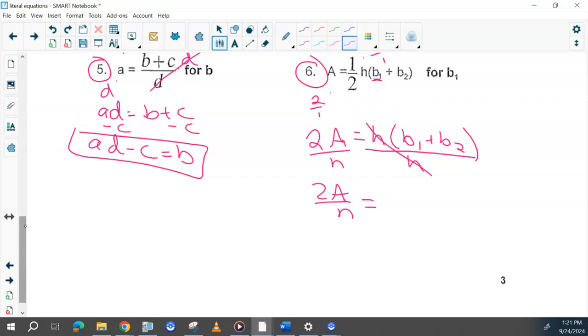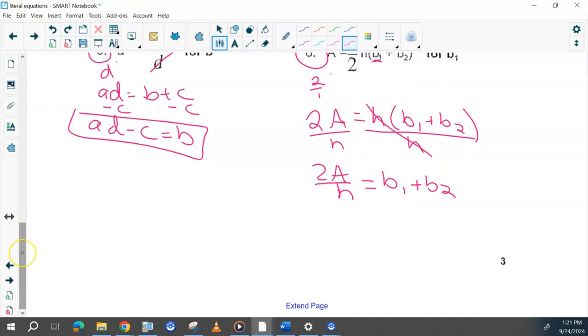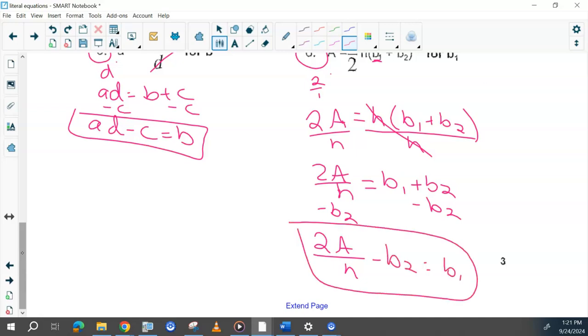Now, because there's nothing outside of the parentheses, I can drop the parentheses. So the last step would be minus b2. 2a all over h minus b2 equals b1. Done. Questions on that one?